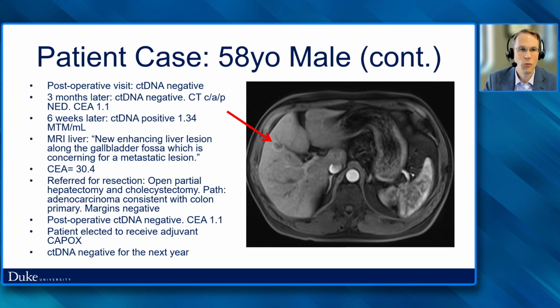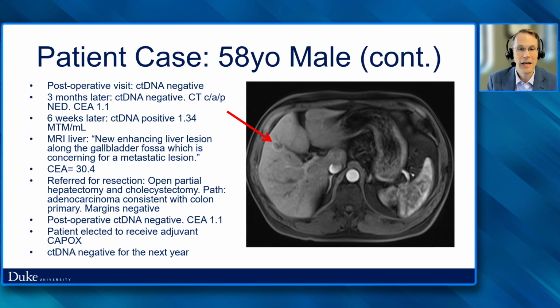So we got an MRI of the liver, and it picked up a tiny liver metastasis that was invisible on CT scan. And interestingly, when we brought him back after that MRI, the CEA surged up to 30. So he was referred for surgery. We resected it, clear margins, and then checked the ctDNA after surgery, and he was negative, and the CEA went back to normal.